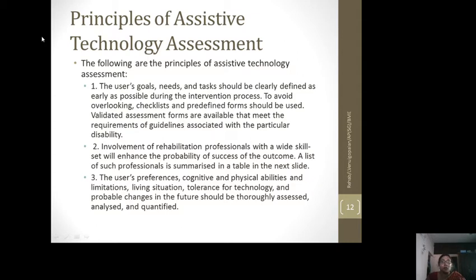So now, when a person approaches us as a clinician, what are the specific guidelines that we should follow in order to ensure that the patient gets the optimum benefits out of the rehabilitation program? So the first one is the user's goals, needs, and tasks should be clearly defined as early as possible during the intervention process. So exactly what the user wants, what are the requirements for the user, what is it that he requires to lead a normal life, and what are the tasks that he or she performs on a day-to-day life is something that should be clearly defined.